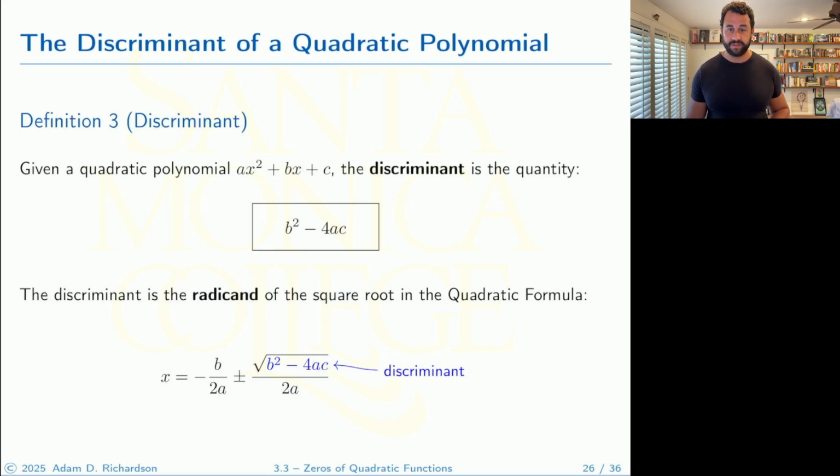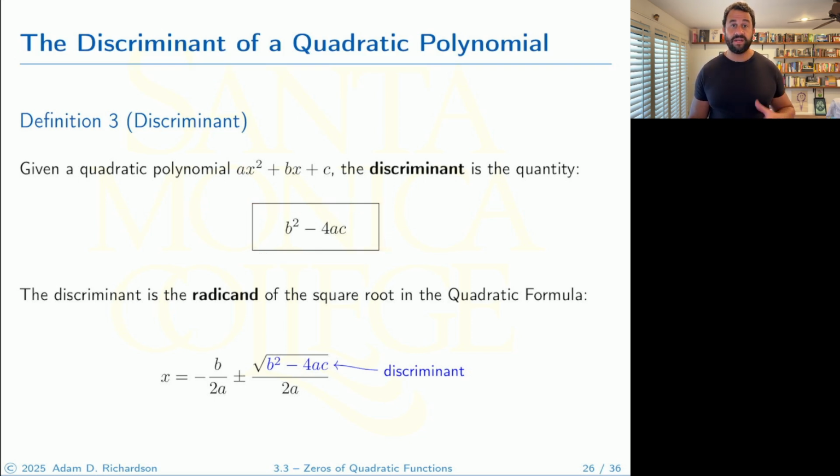What is the discriminant? If we're given a quadratic polynomial, ax squared plus bx plus c, then the discriminant is this quantity, b squared minus 4ac. This is another formula that you do want to memorize. This is a very, very helpful structure.